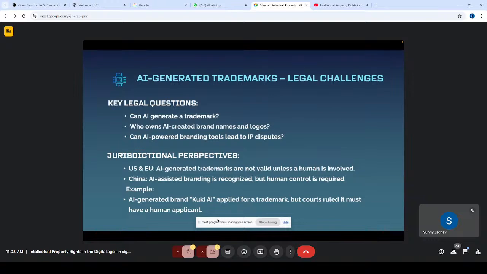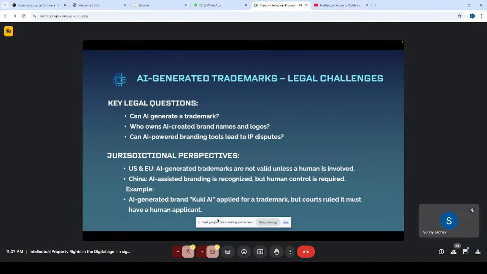So whenever you are filing a trademark, whether it is AI-assisted or AI-generated, all these aspects have to be taken into consideration. Then jurisdictional perspectives: in the US and Europe, AI-generated trademarks are not valid unless a human is involved. Again, all countries look for a human to target. If something goes wrong, they need someone to take responsibility. In China, AI-assisted branding is recognized, but human control is required.